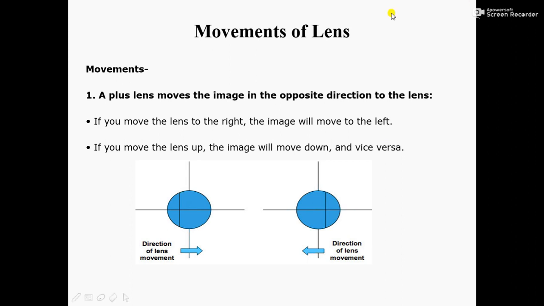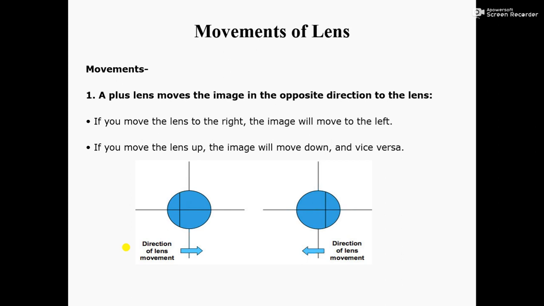It means, see the diagram, if we move the lens this side, then the object will move in the opposite direction. This is opposite movement, against movement. If we move the lens upside, then the object will move downside.